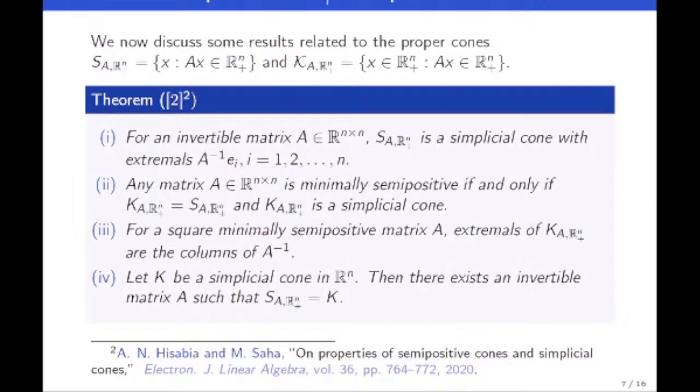Now, after knowing the first result, one may ask: is every simplicial cone related to some S_A(Rn plus)? The answer is yes. The last result states that for every simplicial cone K, we can find an invertible matrix A such that S_A(Rn plus) and K are identical.